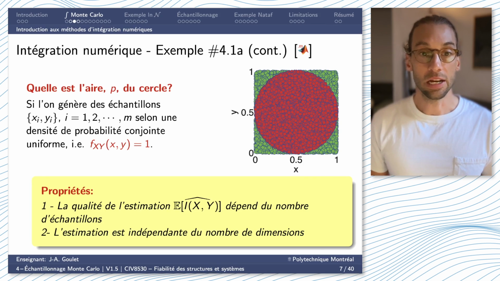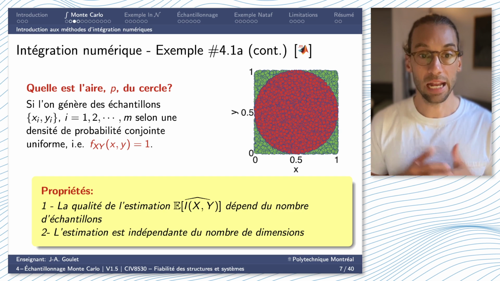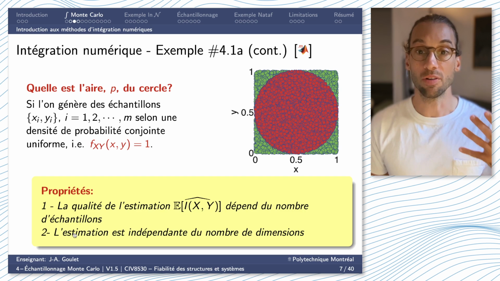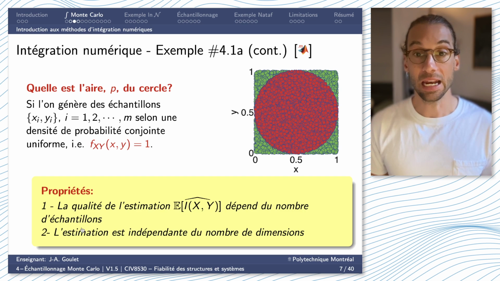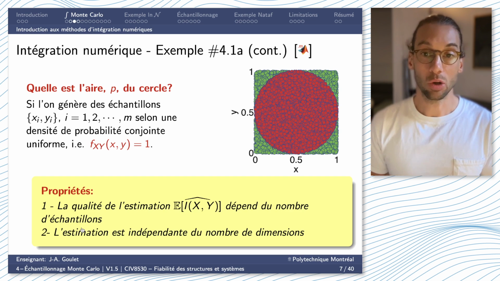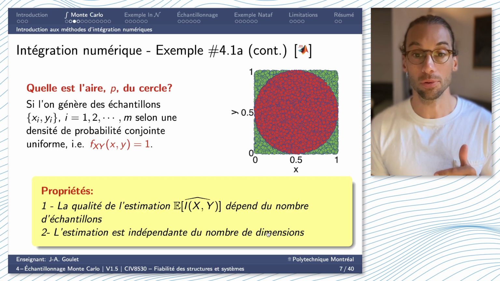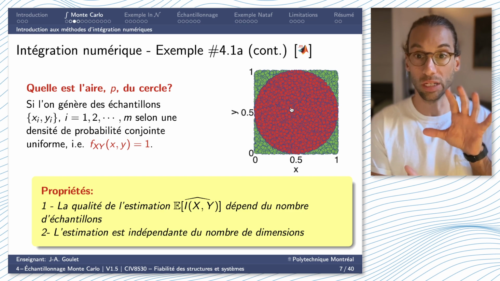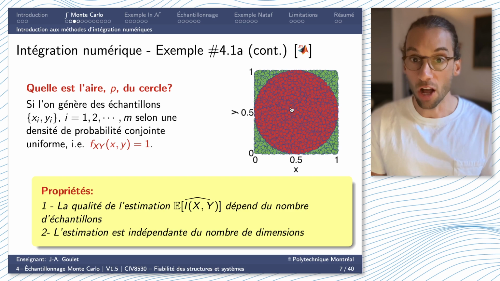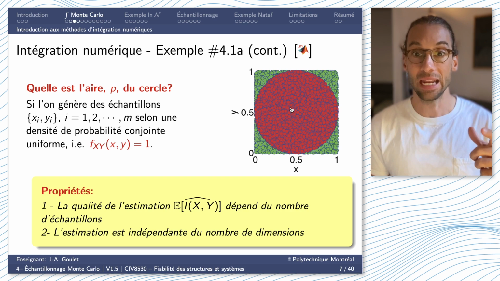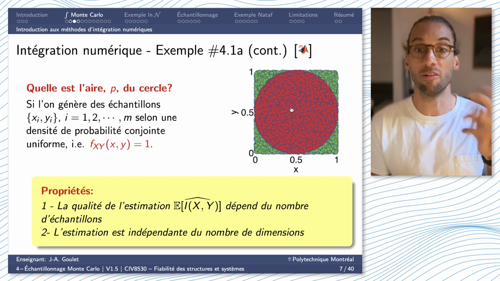So you can see here from the example we just did that the quality of my estimator depends on the number of samples taken. And the big power of Monte Carlo integration is that the quality of the estimation is independent of the number of dimensions I'm trying to integrate over. So instead of a 2D circle, I would have a sphere. Calculating the volume within that sphere would be independent of the number of dimensions of my sphere or of my hypersphere.